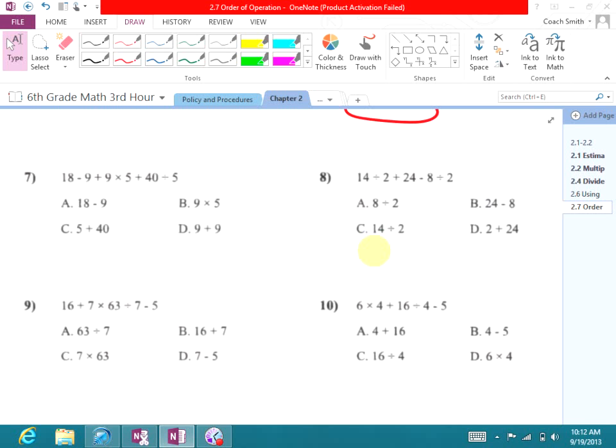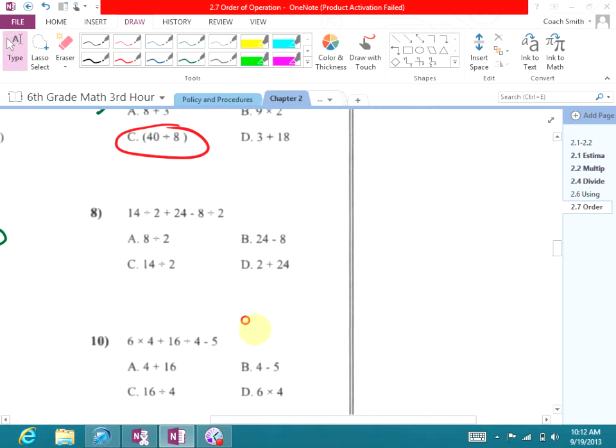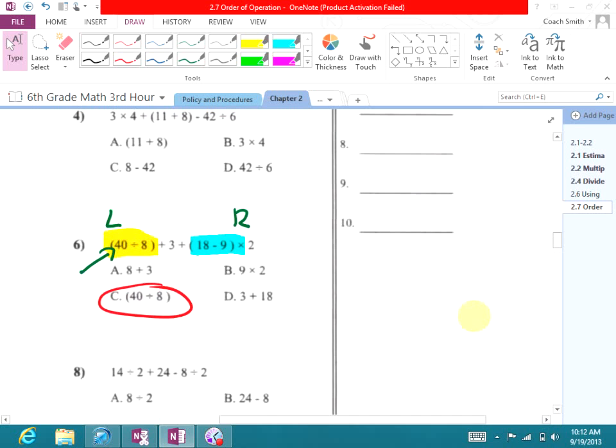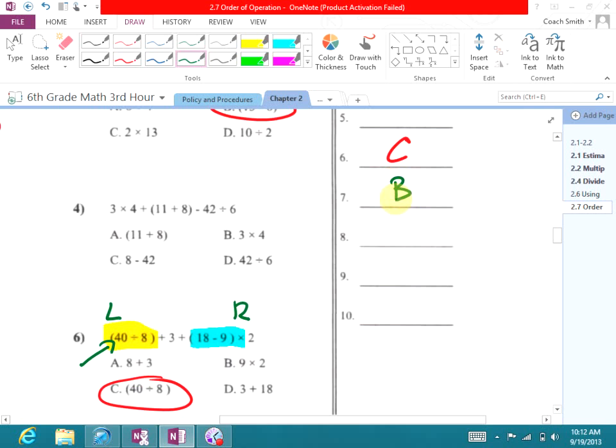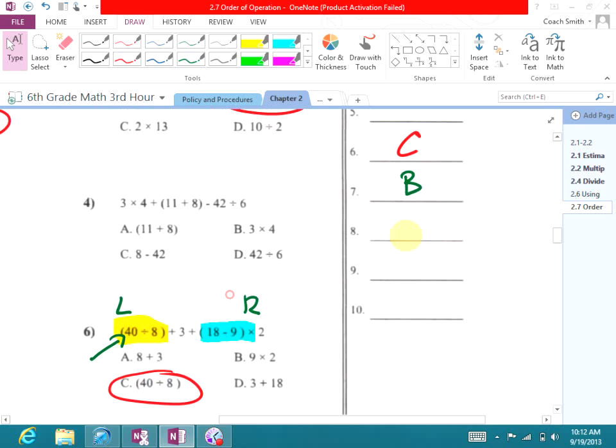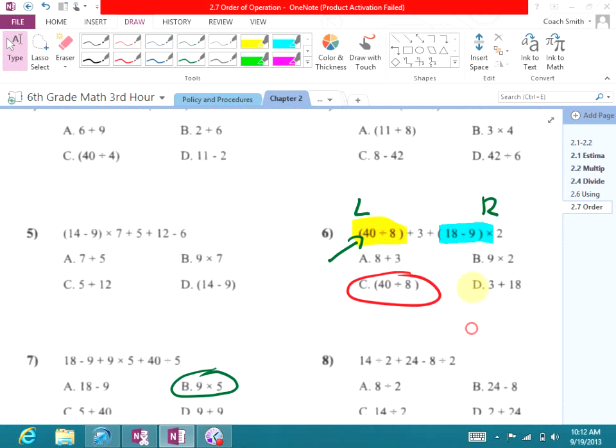Okay? Emma, what do you think? Which one? B. We do B. So it's going to be 9 times 5 is what we would do first. Okay? So come over here to number 7, and put the letter B. Okay, Owen. No, I'm just circling it so you know. All you have to do is write the letter in the answer column. Okay? If you want to circle them, that's fine.